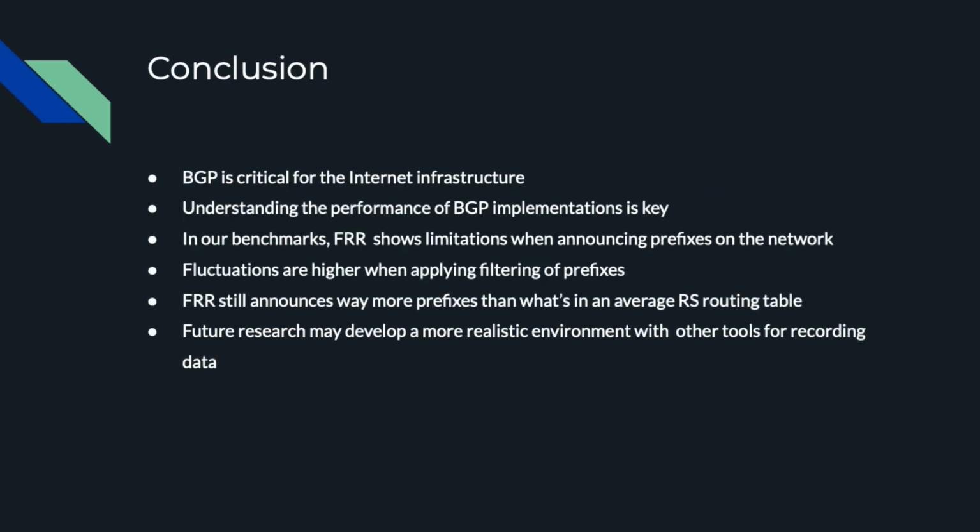BGP is critical for the internet infrastructure. Understanding the performance of BGP implementations is therefore key for a well-functioning society. In our benchmarks, FRRouting shows limitations when announcing prefixes on the network. Fluctuations are higher when applying filtering of prefixes. FRRouting still announces way more prefixes than what's in an average root server's routing table. Future research may develop a more realistic environment with other tools for recording data.